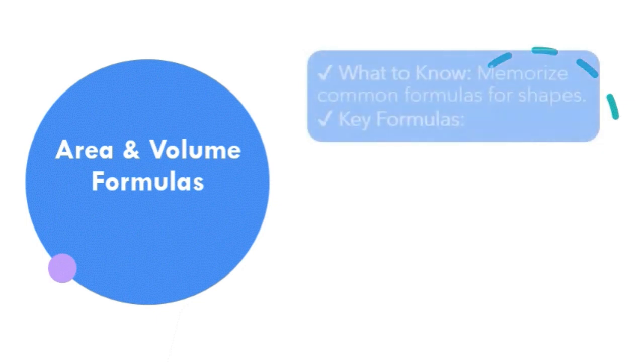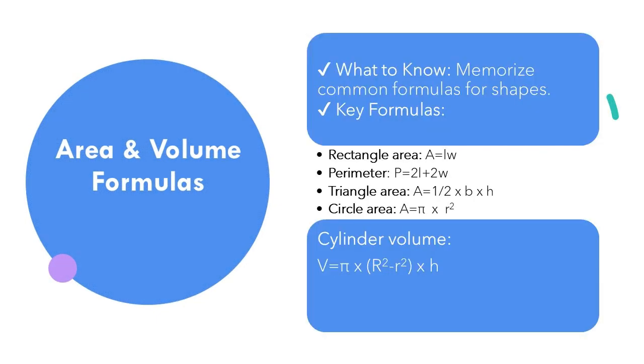Key formulas to know. Rectangle area, A equals LW, length times width. Perimeter, P equals 2L plus 2W. Triangle area, A equals 1/2 times B times H. Circle area, A equals pi times R squared. Cylinder volume, V equals pi times R squared times H.